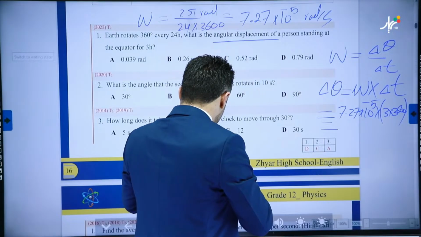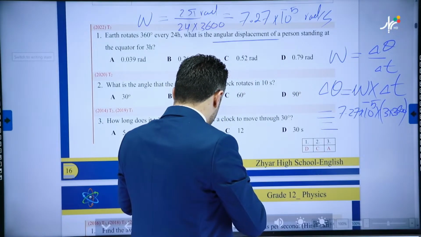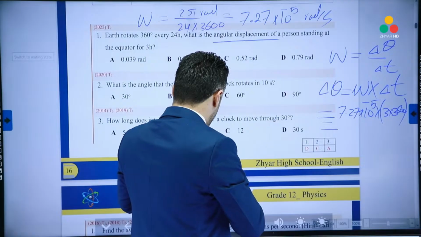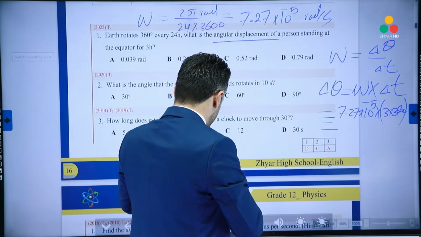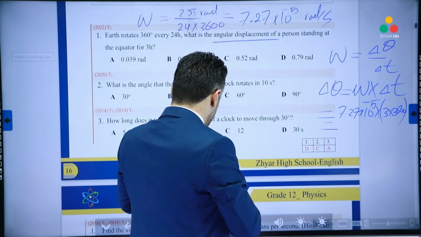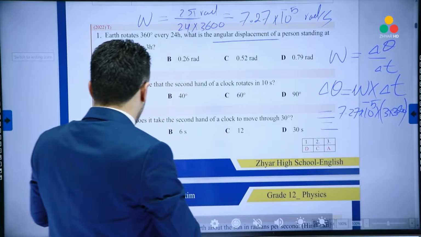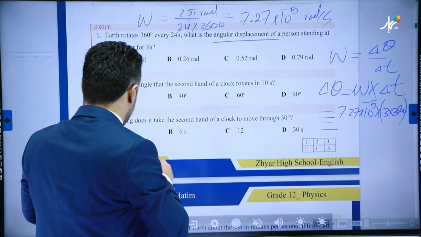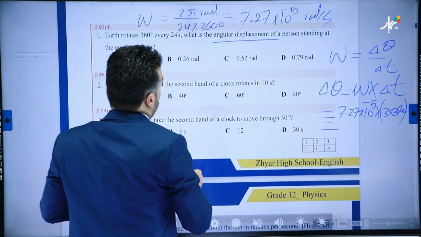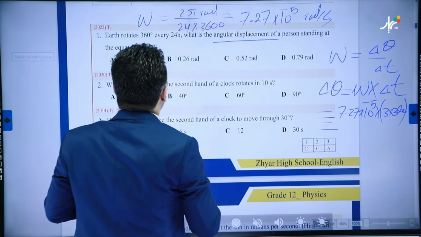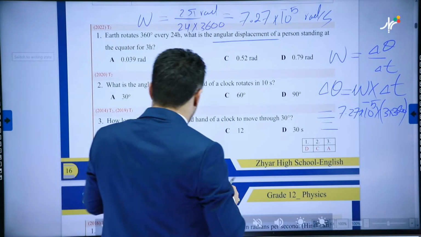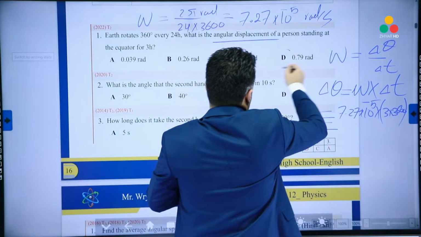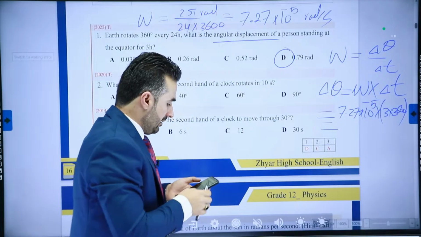Let's see. All right. So the answer is going to be this multiplied by 3 hours. Each hour is 3,600. All right. So the answer is going to be 7.85 times 10 to the power negative 8, or 0.776, you can say, yeah? Or perhaps if I round some of these, the answer is going to be 0.79 here. All right, let me double check.